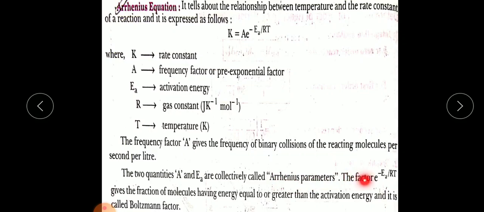The factor e to the power minus Ea by RT gives the fraction of molecules having energy equal to or greater than the activation energy, and it is called the Boltzmann factor. So this factor is known as the Boltzmann factor.